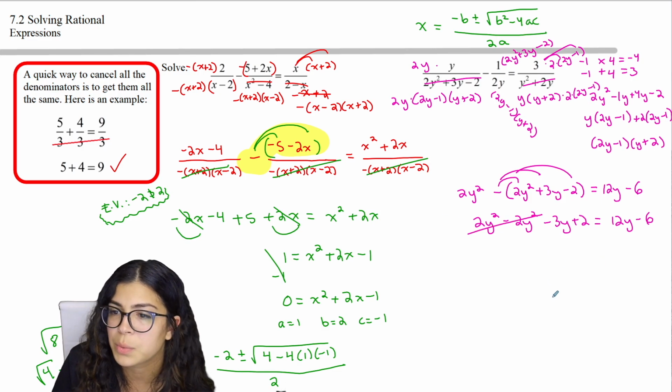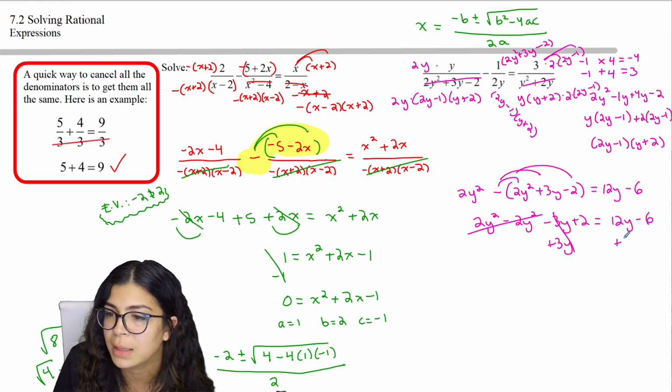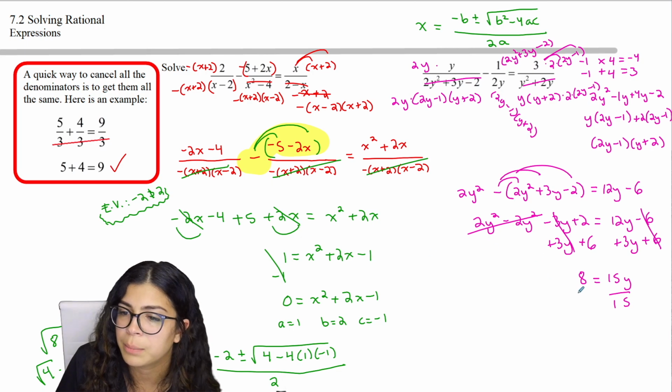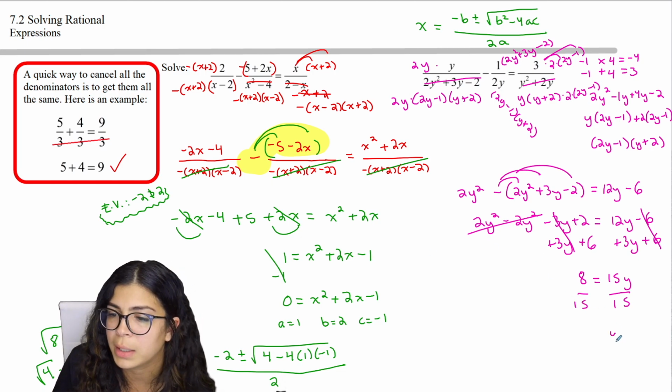Okay, 2y squared minus 2y squared cancels. We can add 3y to both sides to get rid of the y on the left, bring it to the right. And we can add 6 to get rid of the constant, bring it to the left. So we end up with 8 on the left equals 15y. And then dividing 15 on both sides, we end up with our final answer, which is y is equal to 8 over 15.